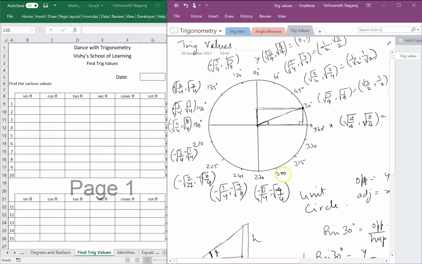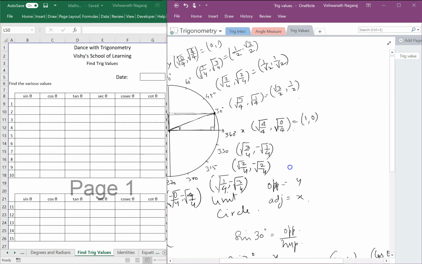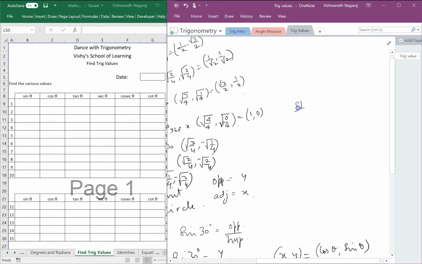Now when you come here, now what happens? X will become positive again, but y will be negative. So minus 1 by 4 comma minus 3 by 4 does not apply here; it will be 2 by 4 comma minus 2 by 4, 3 by 4 comma minus 1 by 4. So these are the standard trig values.